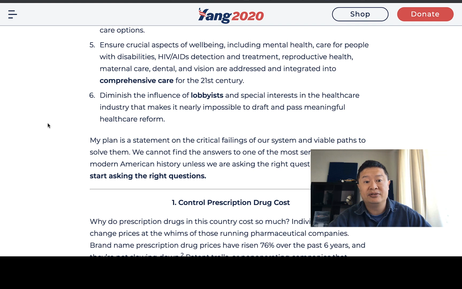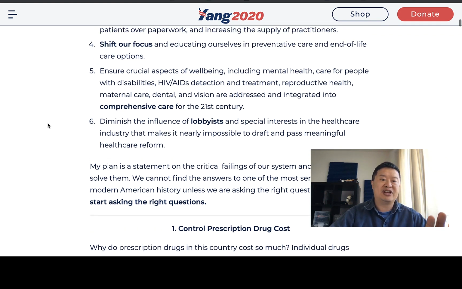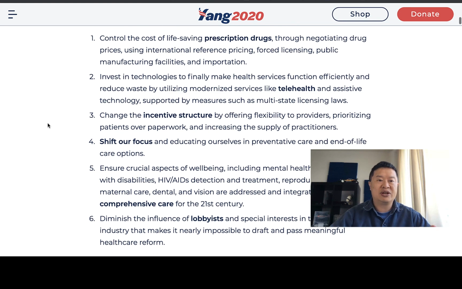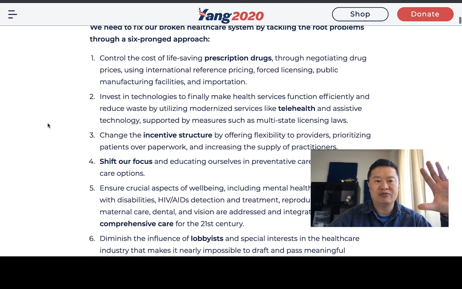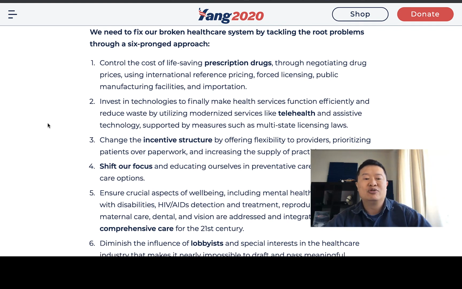pass meaningful healthcare reform. So if you're curious about this stuff, the Yang 2020 website is still up and you can go into more detail about each of those six points. But that's a quick summary of what Yang was proposing. And I will just say it comes across a little bit more thoughtful, a little bit more nuanced, a little bit more practical than just some kind of bumper sticker approaches. But hopefully he'll run again.